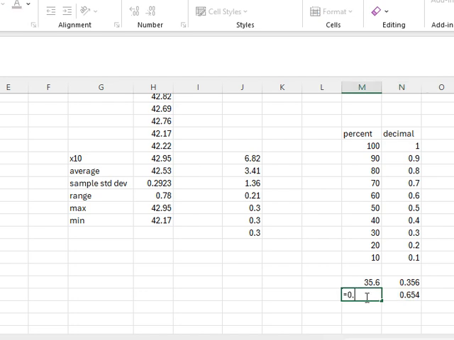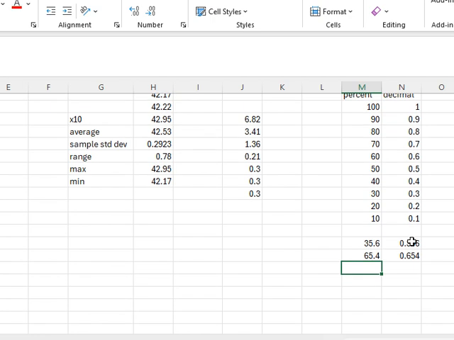0.654 times 100 is going to give you the percentage. Now you get the whole idea. When you look at 35.6, your 3 is in the first decimal place, your 5 is in the second, and your 6 is in the third. So all you have to do is move the decimal. If you see 0.356, I know I have to go backwards 2 places, so therefore 35.6. If you have 0.654, I know that's 65.4 without even calculating it.